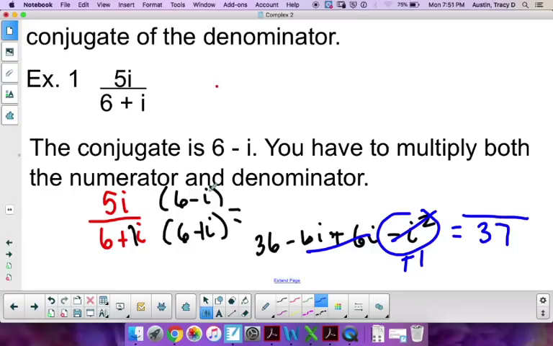So now we need to distribute the top. Well, we only have one term here, so it actually shouldn't be that bad. We just go ahead and distribute it. That's going to be 30i minus 5i squared.